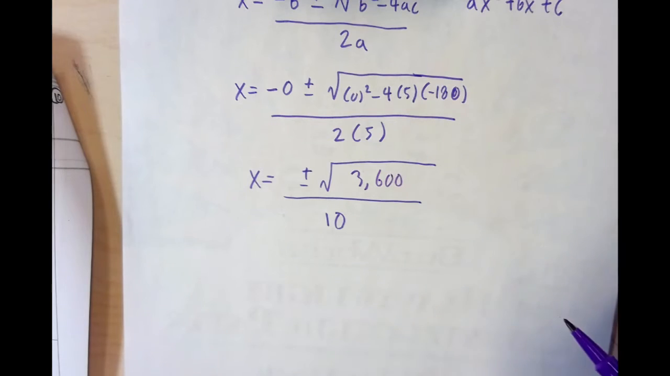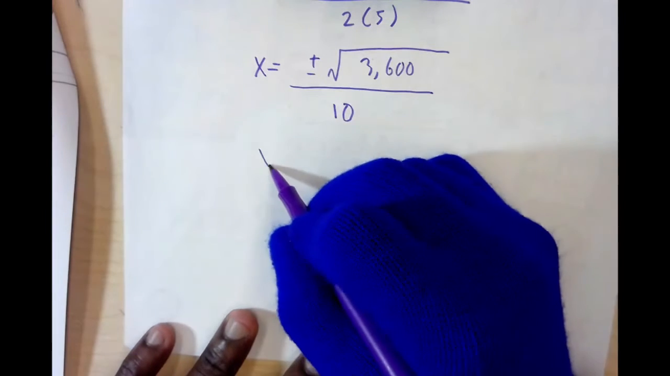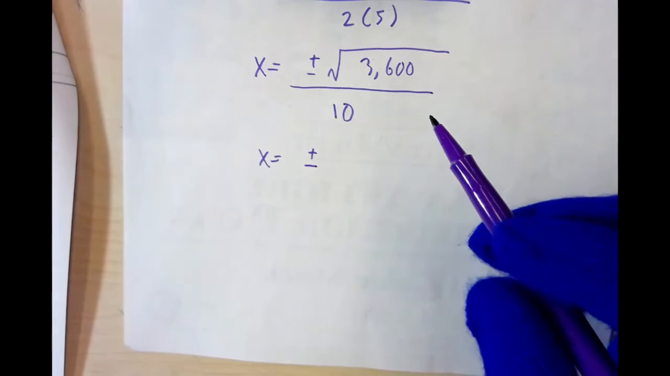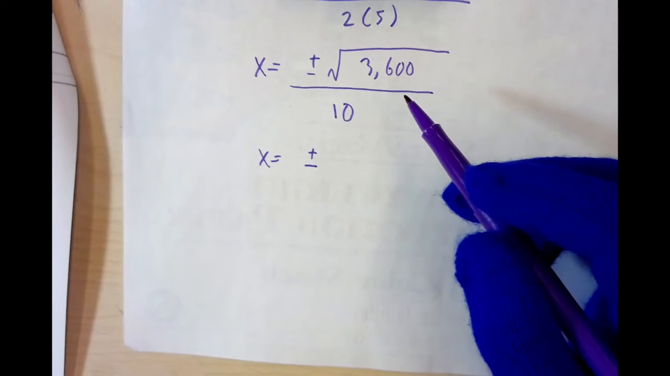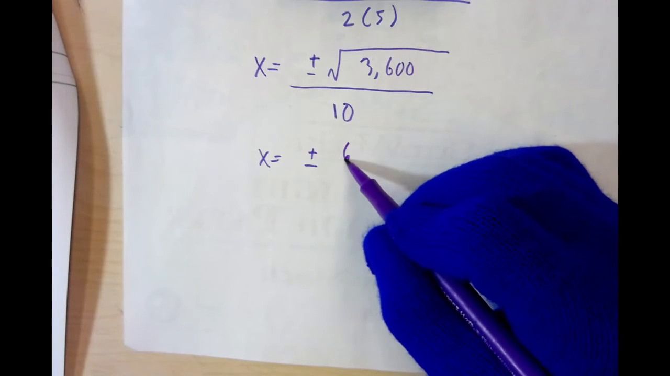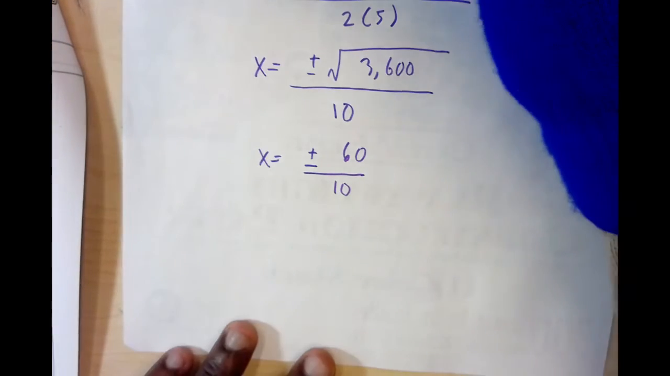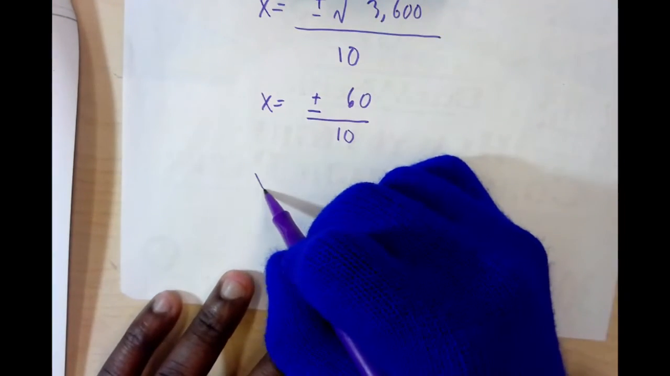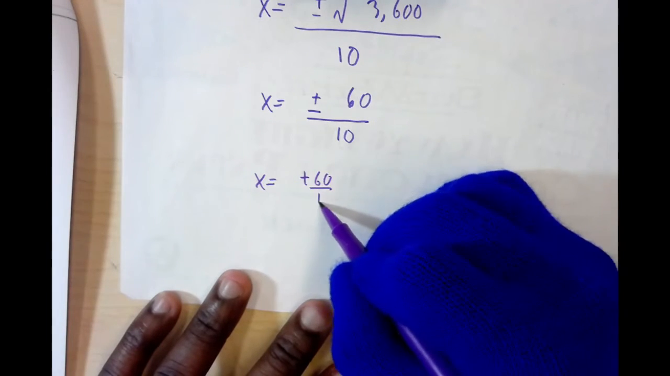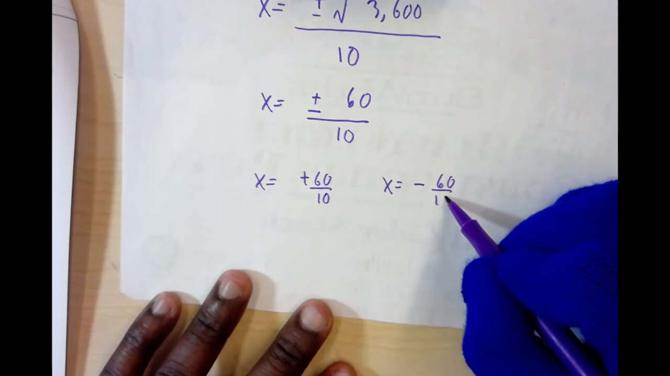Okay, cool. So now let's continue simplifying. So x is going to be equal to plus or minus the square root of 3,600. Now, the first step in simplifying radicals is seeing if it's a perfect square. So if I took the square root of 3,600 in my calculator, it actually gives me 60. Now, here's where the plus or minus part comes in. Okay? So x is going to be equal to plus 60 over 10, and x is also going to be equal to minus 60 over 10, okay? And that's what the plus or minus means.